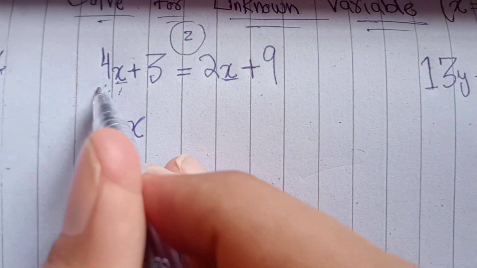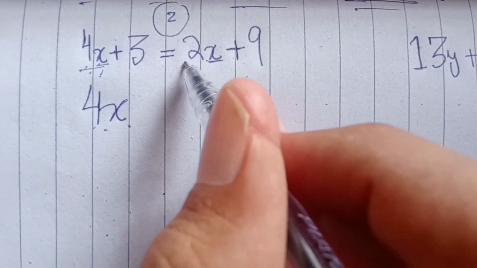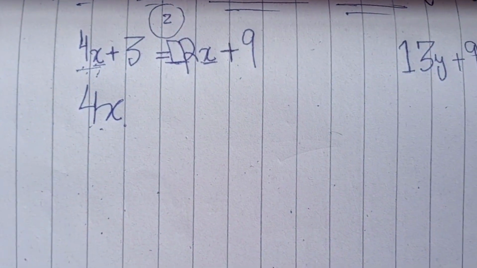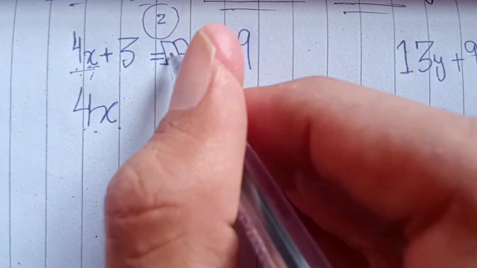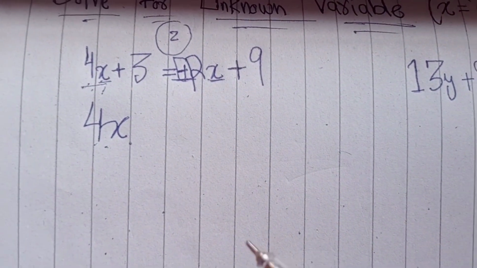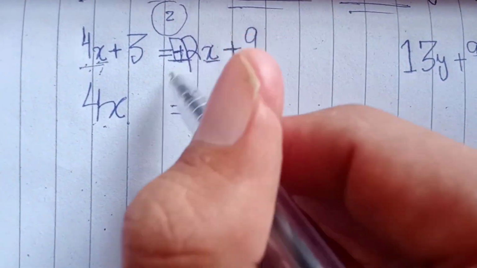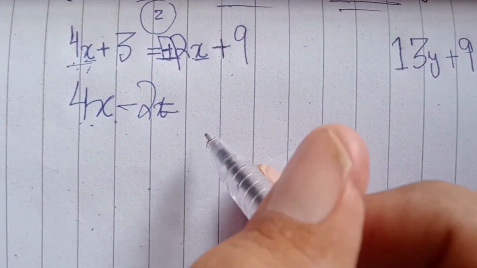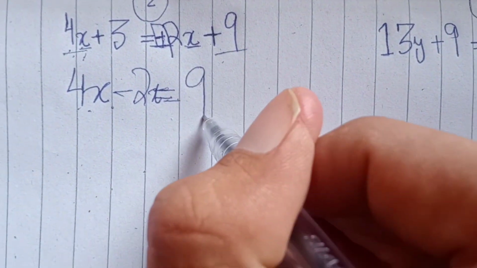Here we have 4x, which I have written as it is, and 2x has no sign on the right hand side. No sign means it is positive on the right hand side. When I move it to the left of the equal sign, the plus will become minus on the left side. On the right hand side the 9 remains the same.